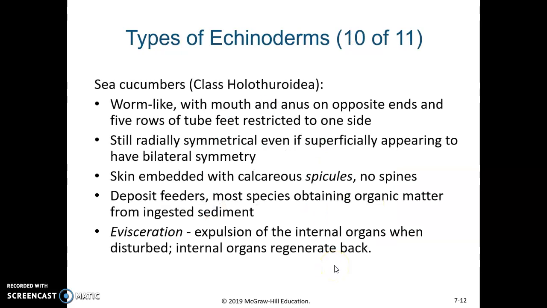Okay, so the sea cucumber, our last of this little group here, are the sea cucumbers. They're worm-like, but they're not worms, so they're not within that same category that we looked at when we were looking at worms. These have a mouth and an anus that are located on opposite ends. They have 5 rows of tube feet, but they're all restricted to one side, so that's going to be on their bottom surface. They have radial symmetry, even if it's superficially appearing to have bilateral symmetry.